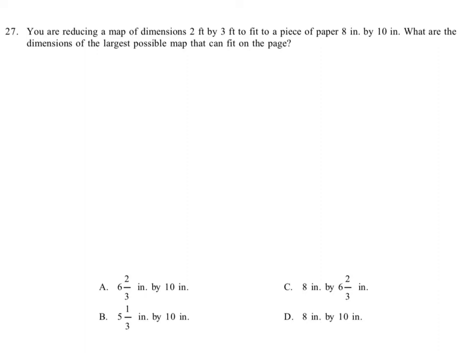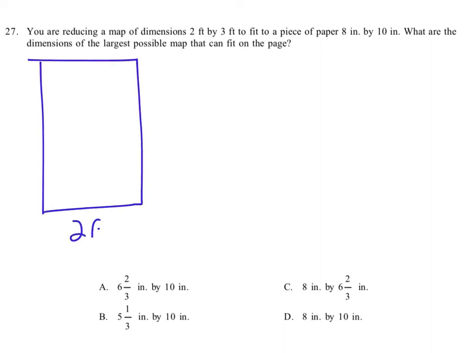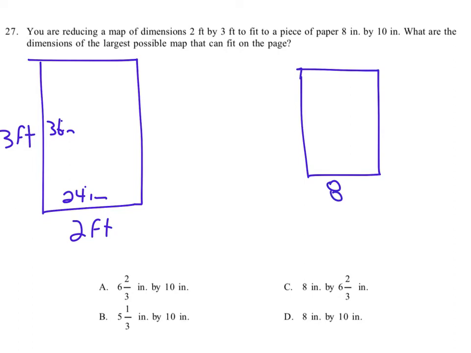Okay, you're reducing a map of dimensions 2 feet by 3 feet to fit a piece of paper 8 inches by 10 inches. So essentially what we can say is that 2 feet by 3 feet, if we turn it into the same units, let me sketch this out. 2 feet by 3 feet. If we actually turn that into inches, we would get 3 feet would be 36 inches, and 2 feet would be 24 inches. Okay, so we're going to take our 8 by 10 paper. Let's just do the thing we did before. 8 inches by 10 inches.